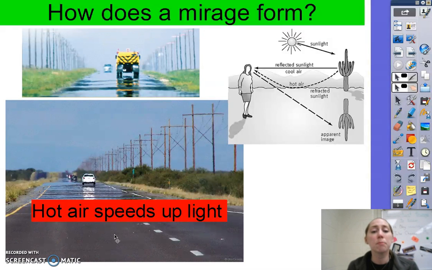So your eye can't perceive this difference in speed, so it thinks all the light's traveling to it at the same rate. This makes it see the distance as kind of puddly and wavy and creates that mirage. It's because of the difference in the light speed.